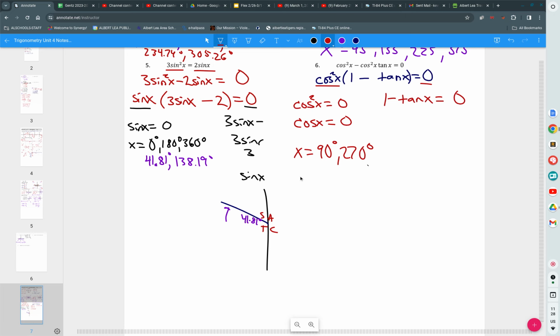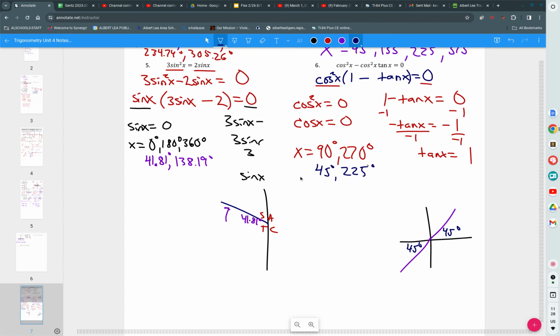And then 1 minus tangent equal to 0. I subtract the 1. And I get negative tangent of x is equal to negative 1. I divide by negative 1. I get tangent of x is equal to positive 1. When is tangent positive? First and third. And if you inverse 1 on your calculator, you get 45 degrees. So we have the additional angles of 45 degrees and of 225 degrees.